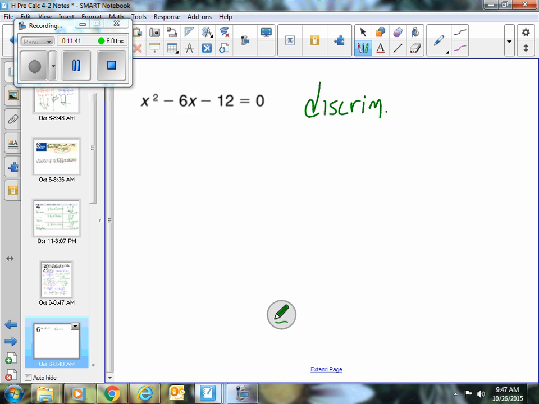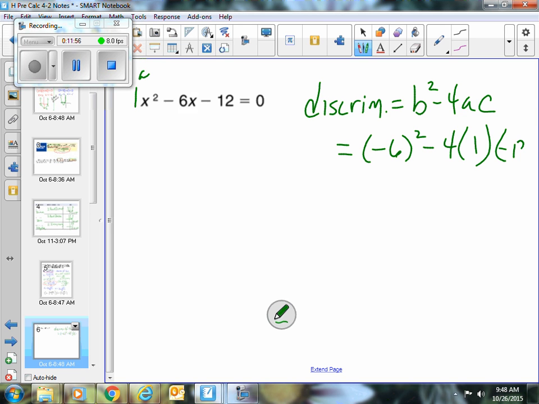I'm just abbreviating here. So b squared minus 4ac. All right, so the b squared, that would be negative 6 squared, minus 4 times a. What's our a value? Looks like that's a 1. And times c, that looks like it's a negative 12. All right, so go ahead, pause the video, do the arithmetic as you need to. And I got 84.